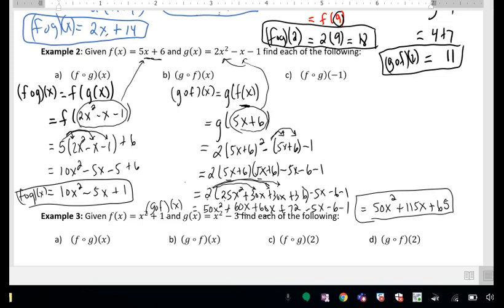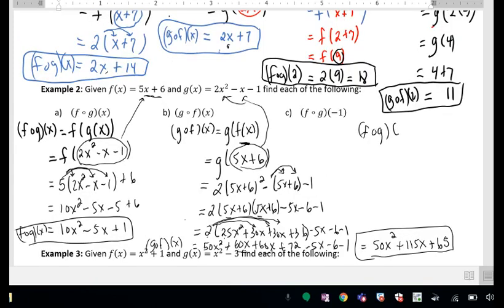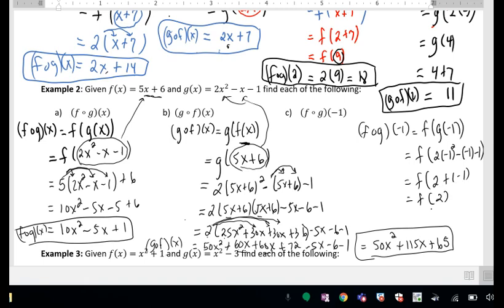Okay, letter C. We have f composed of g of negative 1, which is the same as f of g of negative 1. So if we plug in negative 1 for all the x's in the function g, then we get 2 times negative 1 squared minus negative 1 minus 1. Negative 1 squared is 1 times 2 is 2. Negative negative is positive 1 minus 1. 2 plus 1 is 3 minus 1 is 2.